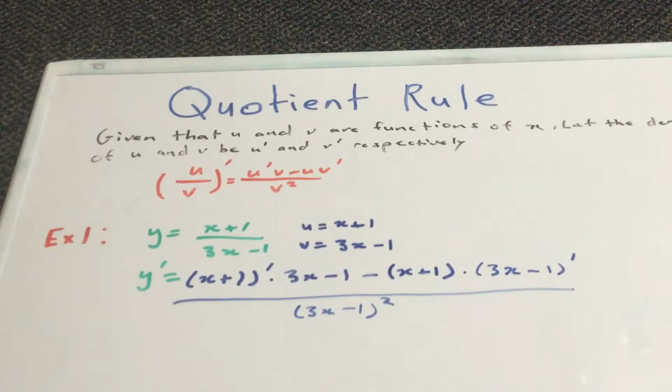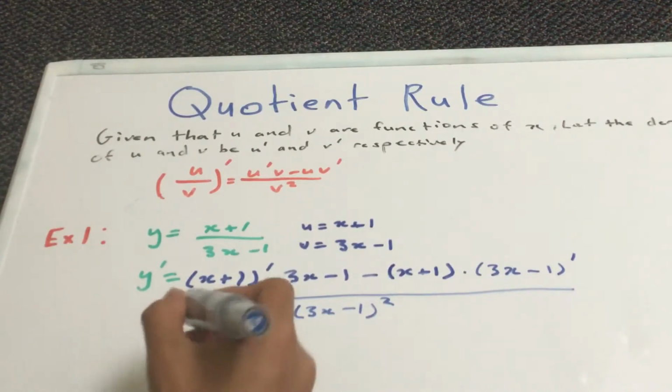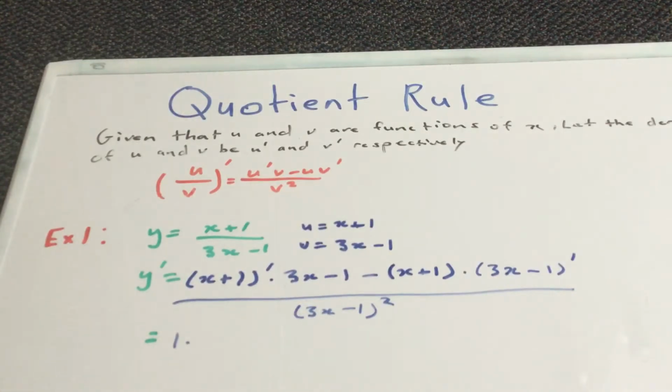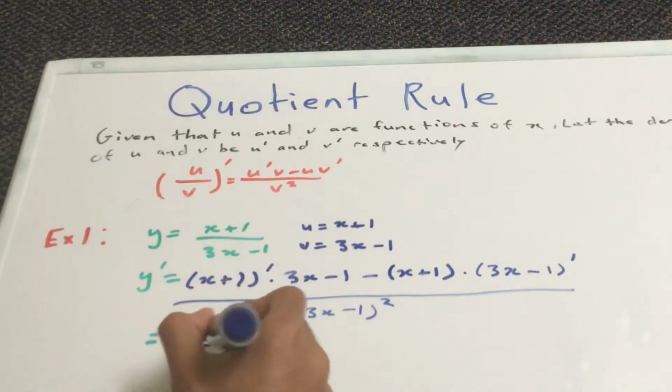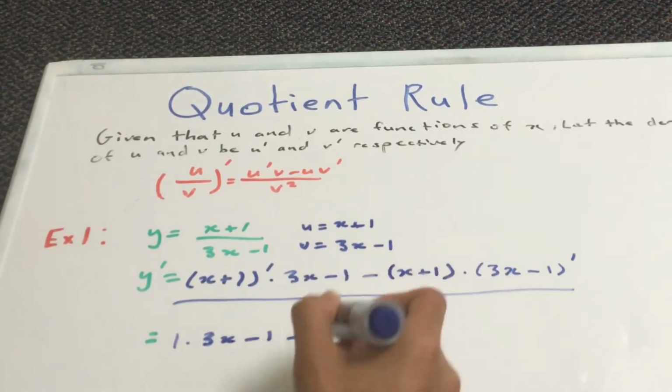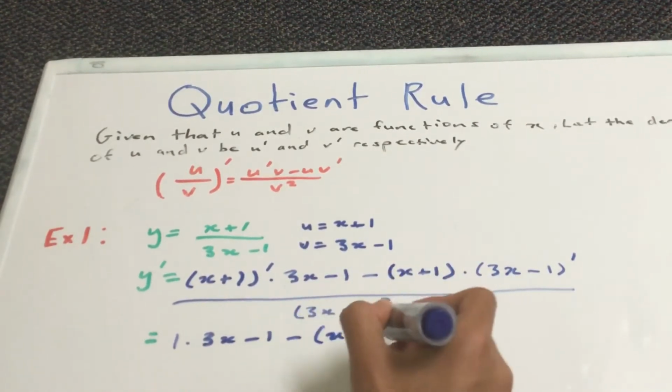So now we have to differentiate. So x plus 1, when you differentiate x, you get 1. When you differentiate any number without the variable, it's straight away going to be a constant, which is 0. But we don't need to write this down because 1 plus 0 is the same number, 1. So 1 times 3x minus 1, subtract x plus 1.